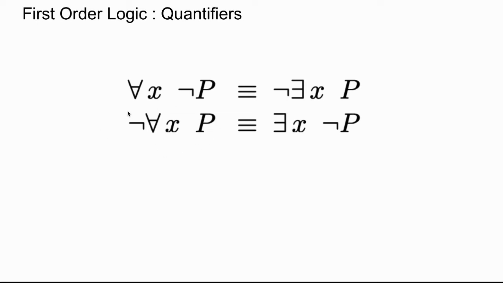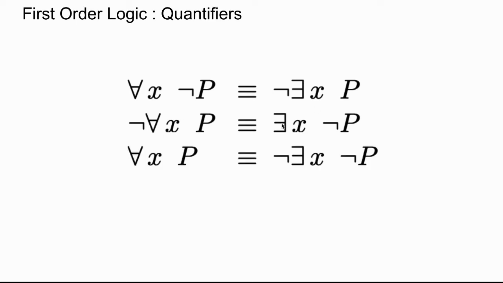So what does this mean? Again, forgetting this not symbol would mean for all x p is true. Not means that there could be some x for which p is not true. And this is exactly what the right hand side says, that there exists x for which not p is true, which means p is false. Okay. Again, to remember, if you have a not outside for all, just take it inside and change the for all to there exists.